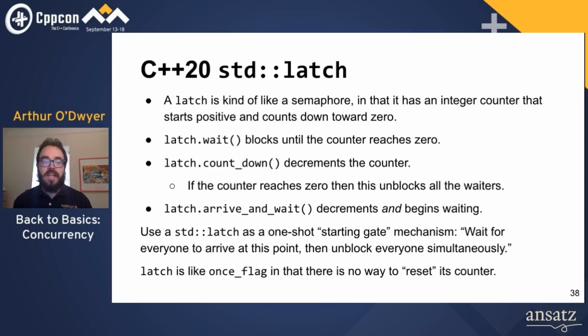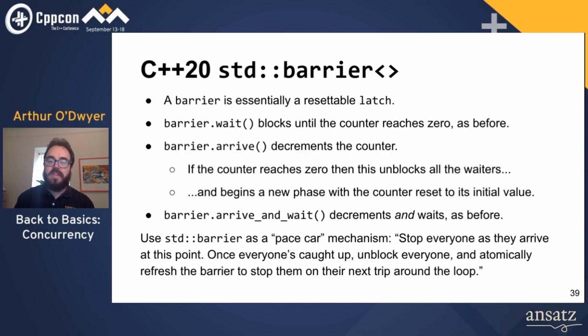If you want a reusable starting gate, what I might call a pace car mechanism, if you're familiar with auto racing, you have a barrier. std::barrier is essentially a resettable latch. So again, it has a counter. As people show up at the barrier, they block and they wait. Once the appropriate number of people have arrived, the barrier comes down and lets everyone go and begins a new phase immediately, atomically, such that if someone comes around and starts waiting again immediately, they will block and wait again until everyone has come around and done one lap.